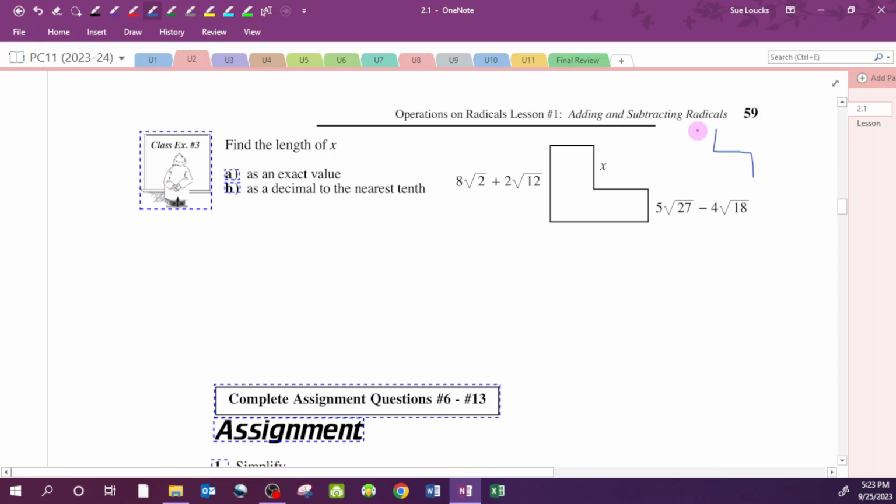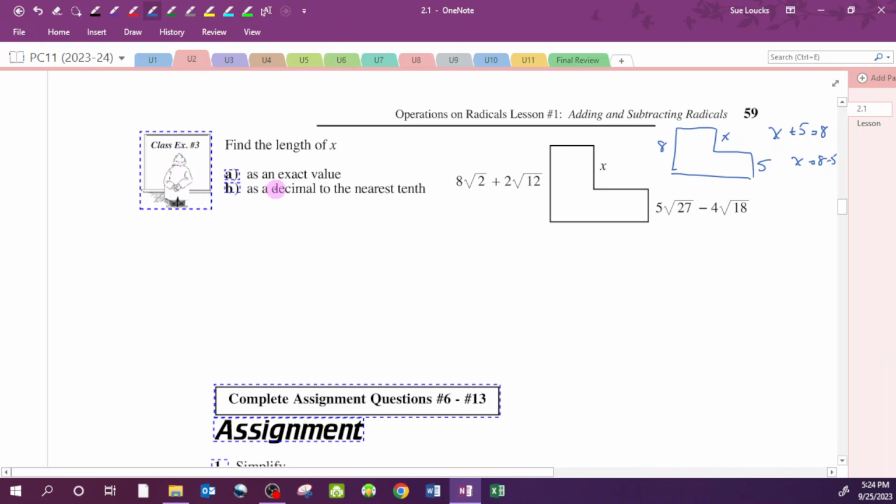What if it was just like this? We still have our x here, but instead of having this ugly expression, what if it was just 5, and this was just 8? Then we would know that x plus 5 equals 8, right? So x equals 8 minus 5. So we can use that same thing.